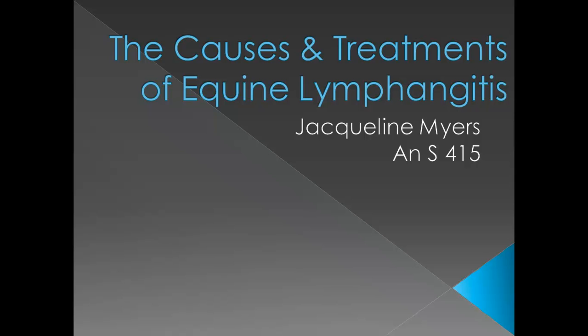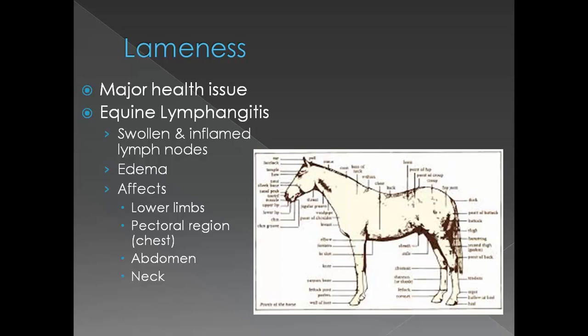The causes and treatments of equine lymphangitis. Lameness. It is one of the major health issues facing the equine industry. One cause of lameness is equine lymphangitis. The term lymphangitis refers to an infection that causes swelling and inflammation of lymph nodes, which can lead to edema, or swelling due to fluid accumulation, in the lower limbs, pectoral region, ventral abdomen, and neck areas.